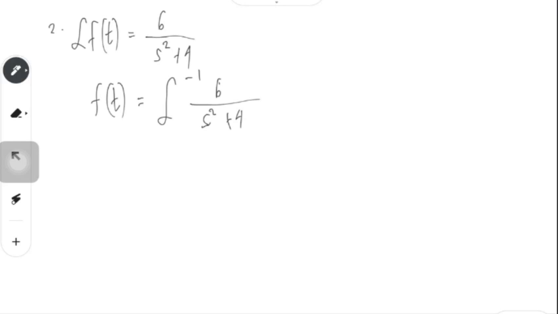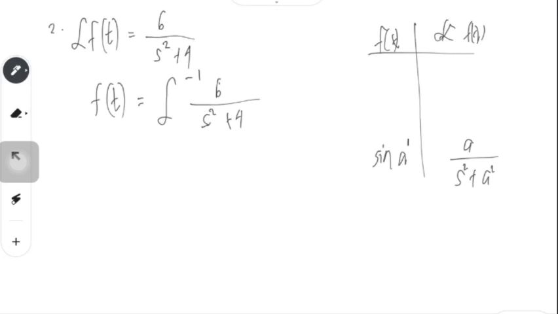Tingnan nyo ulit sa table, ano yung mayroong ganitong form? So, we have the function of t, then the Laplace transform of the function of t. Merong sine at po, sir. Teka, a, di ba? Meron dyan nakalagay na a divided by s squared plus a squared, and this is sine of at. Tama, sine of at. So, ibig sabihin, dapat ma-reduce natin sa standard form.